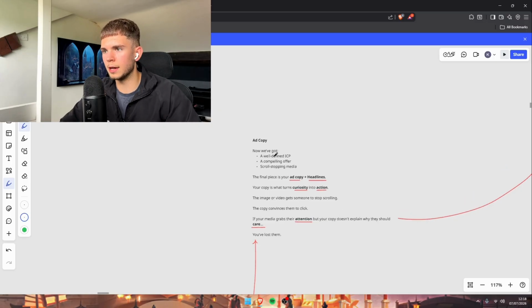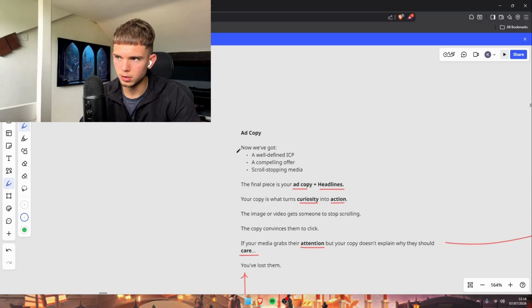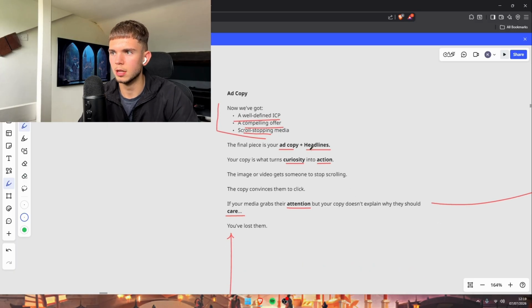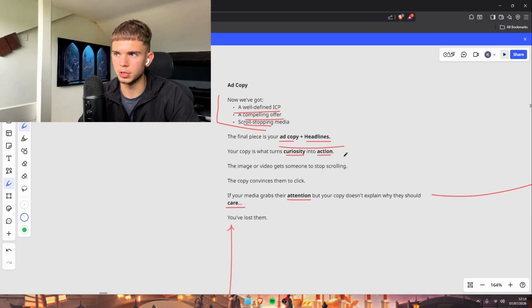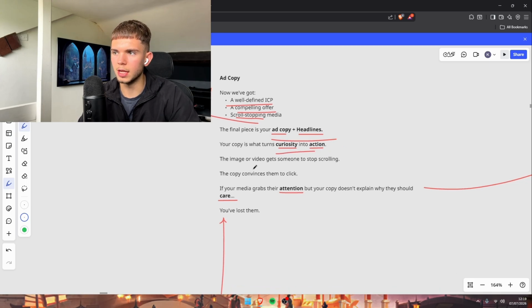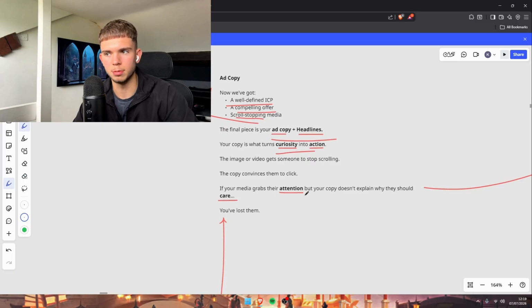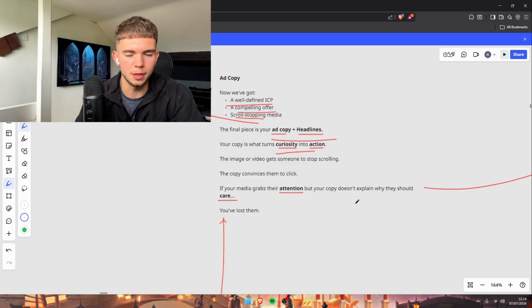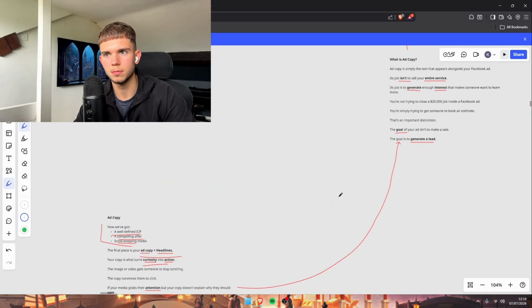Okay, so we've got our ad copy now. We've got all of these things: scroll stop media, compelling offer, well-defined ICP. Your final piece is your ad copy plus headlines. Now, your copy is what turns curiosity into action. The image or video gets someone to stop scrolling. The copy convinces them to click, and if your media grabs their attention but your copy doesn't explain why they should care, you've lost them.